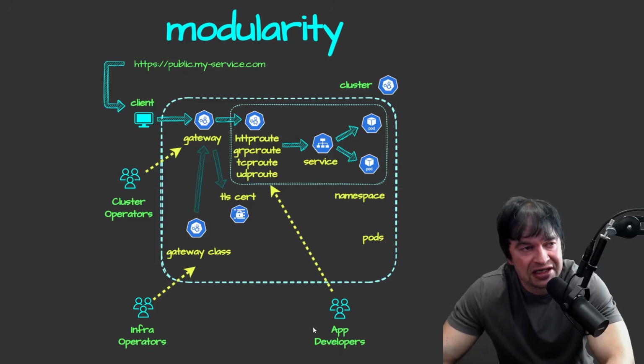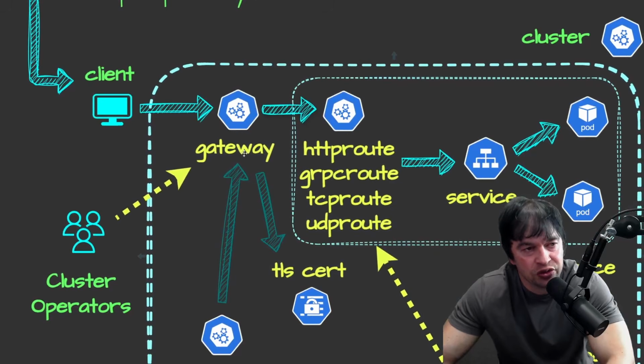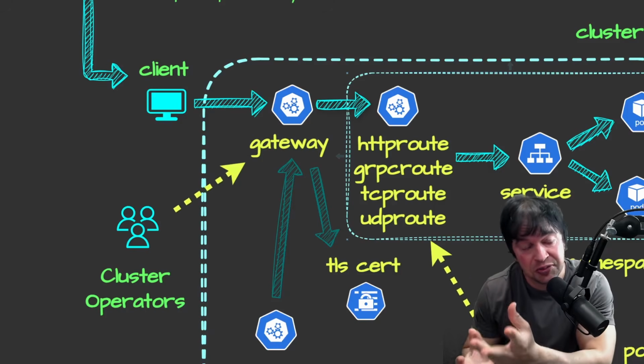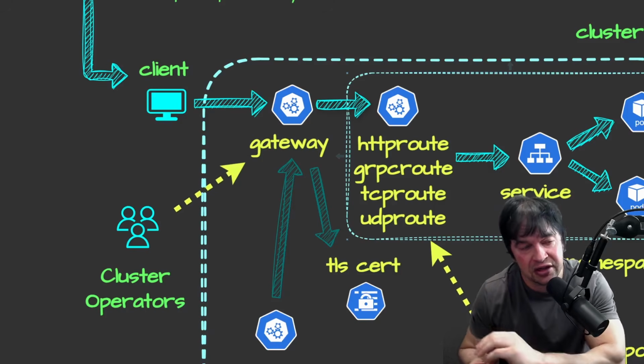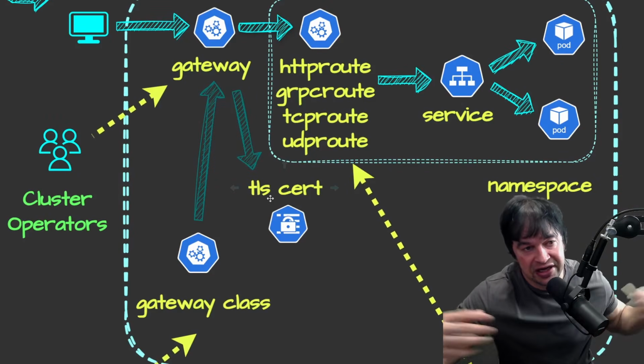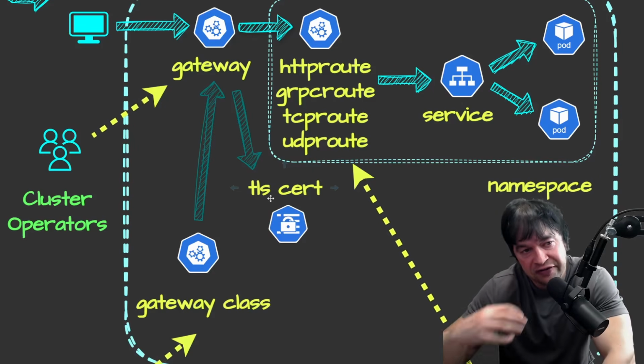So you have a Kubernetes cluster, and at the top here, this is your public domain. Traffic comes in from a client and it goes to what's called the gateway. Now cluster operators look at this gateway. The gateway will define what ports are exposed, 80 or 443. It also points to things like TLS certificates you can see over here. And these TLS certificates can live in different namespaces, so they're decoupled from the actual gateway. This is great for security.